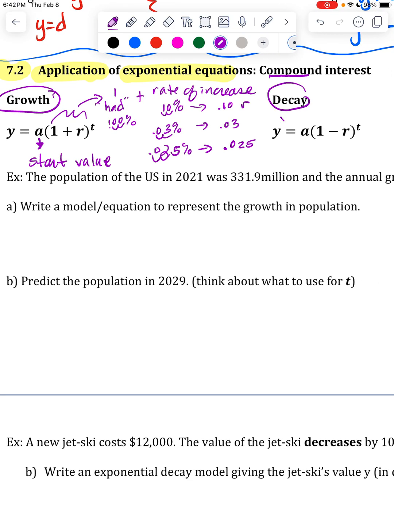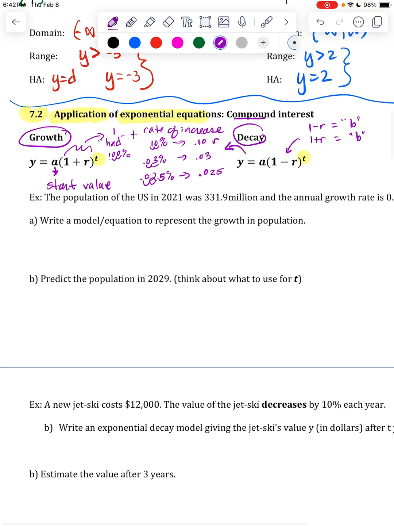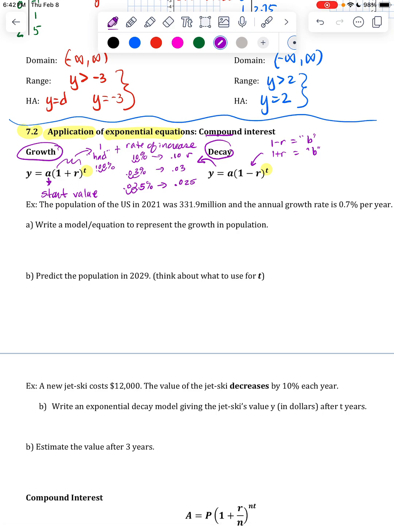That is true for decay as well, but here instead of adding to what you had, you are reducing or subtracting. And so these together become that base, because you can see that's the thing that's raised to the power in both scenarios. So the 1 minus r and the 1 plus r become that b value that gets raised to a power. And that's going to turn out to be greater than 1 or less than 1. So I'll show you what I mean.